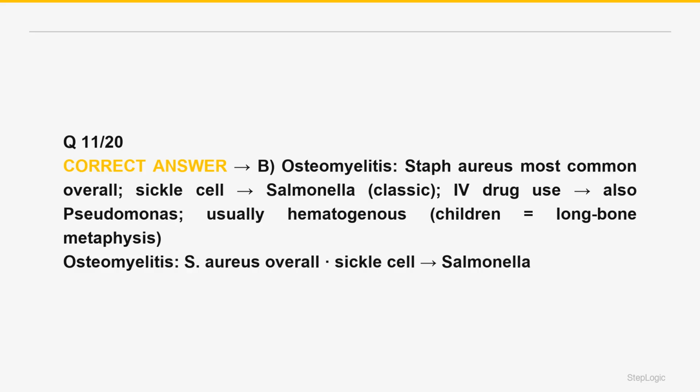Prosthetic joints and hardware lead to Staph epidermidis. Cat and dog bites lead to Pasteurella. Vertebral osteomyelitis from hematogenous spread, IV drug use, and Pott disease, vertebral TB, are also classic. So, Staph aureus is most common overall, and Salmonella is the sickle cell buzzword. The hematogenous bone infection with Staph aureus overall and Salmonella in sickle cell is osteomyelitis.